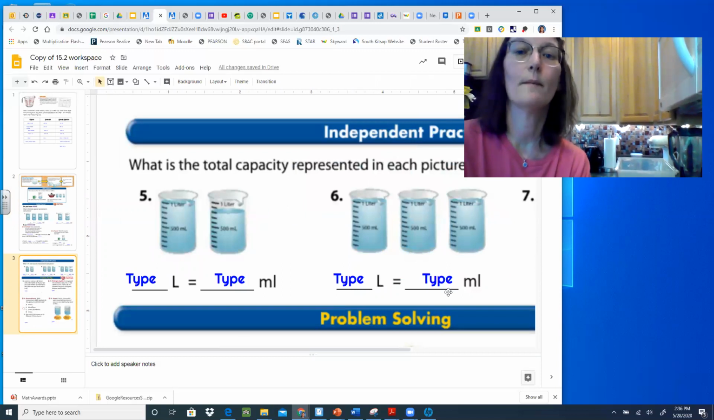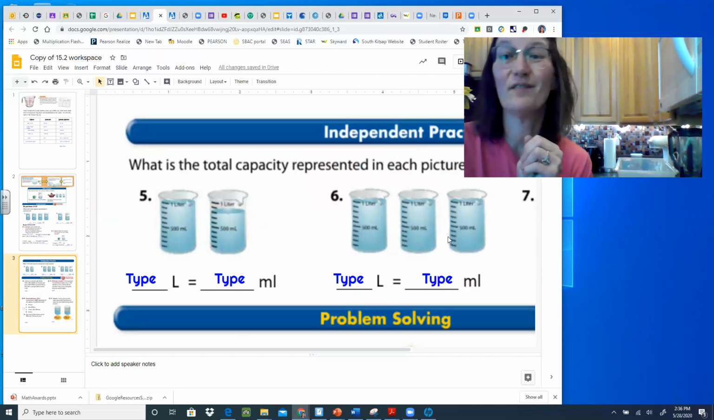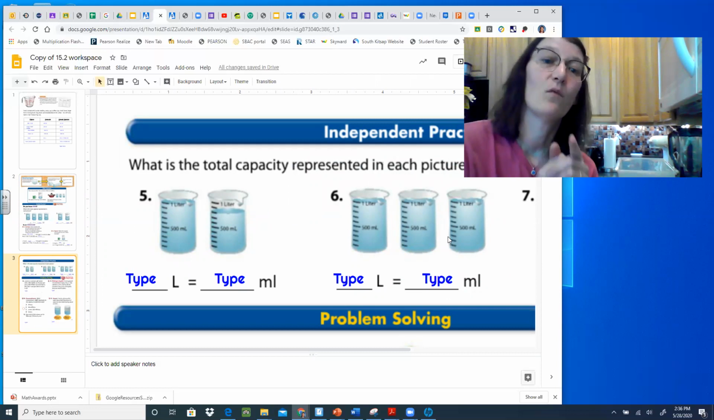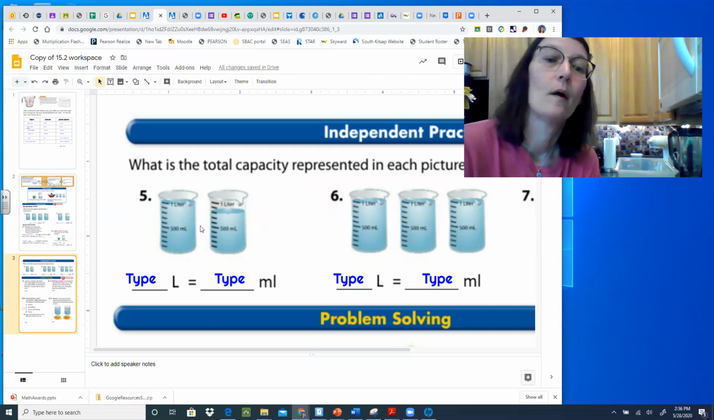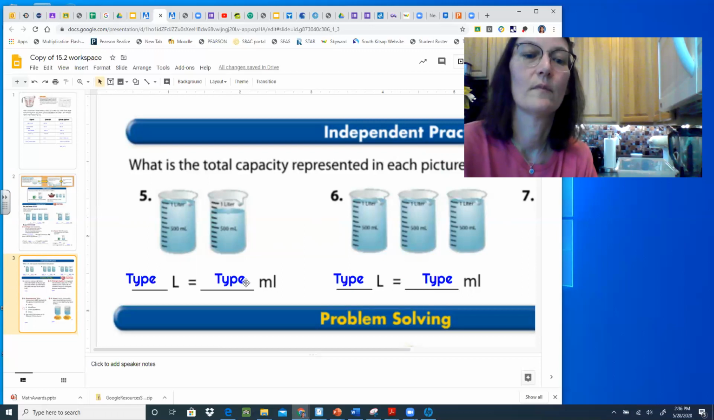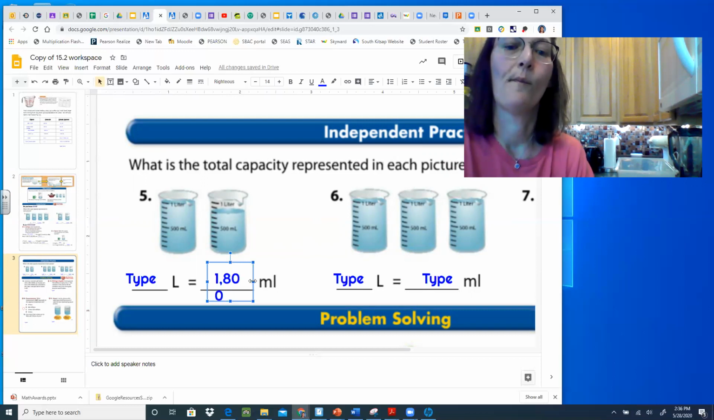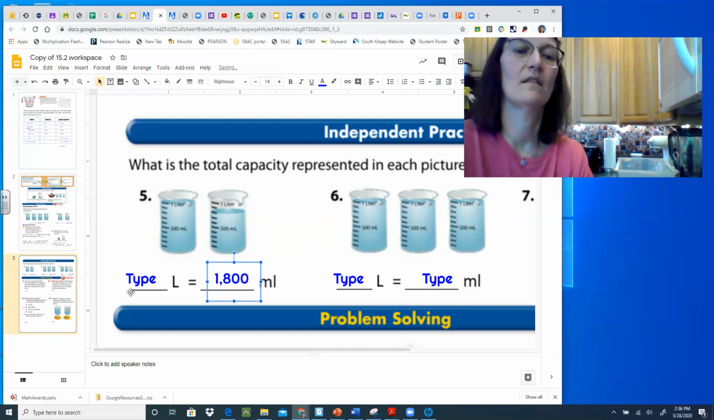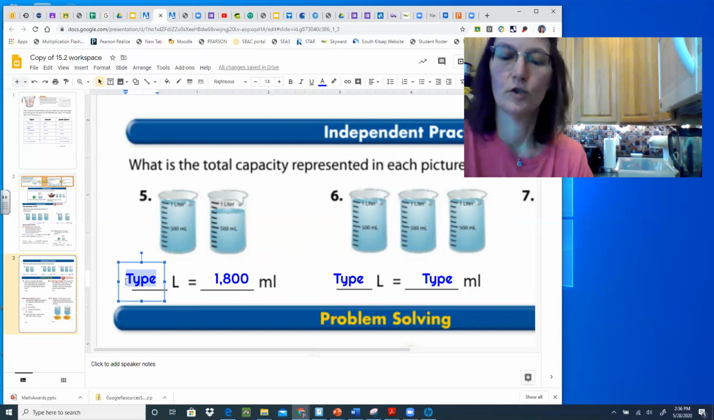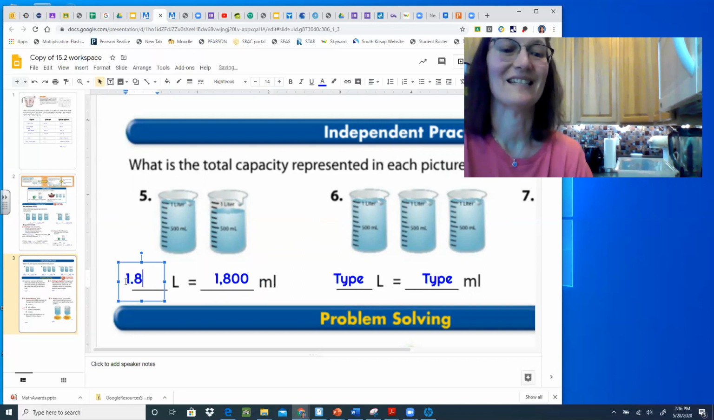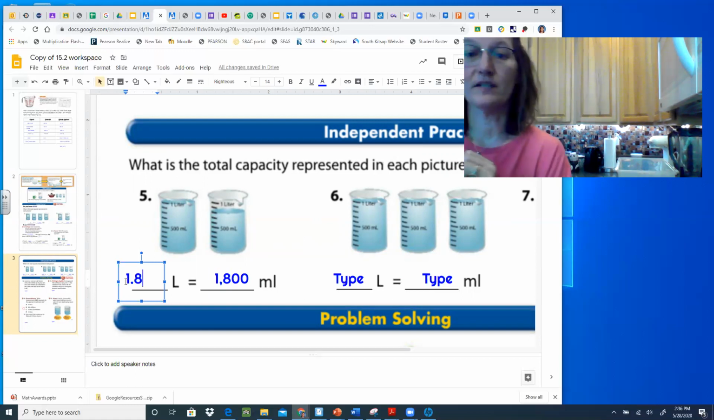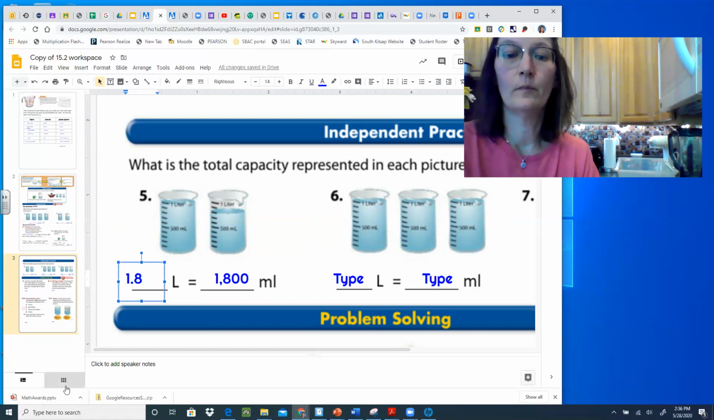Okay, am I all the way at the top? I think I am. So number 5, look really close at the picture. We have 1 full one, and then right here is 500. So 600, 700, 800. So we have 1,800 milliliters, and that is equal to 1.8 liters. If you need to pause the video and get caught up with that, please do.